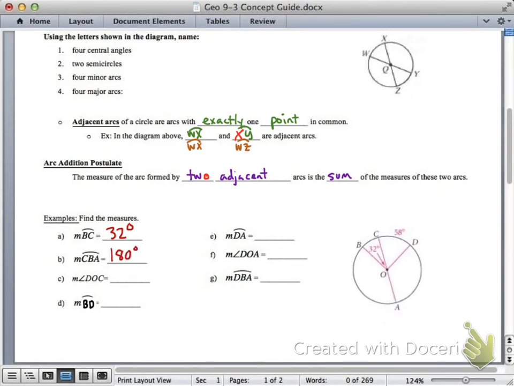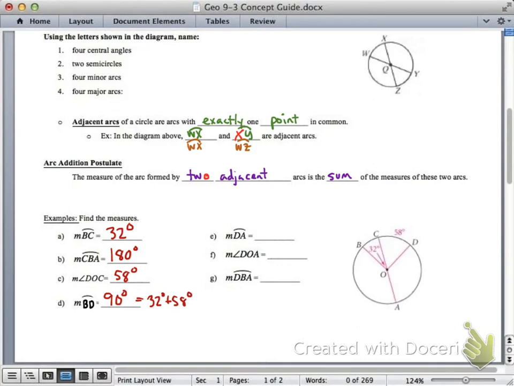The measure of DOC, this is angle DOC. The measure of the central angle is equal to the measure of its arc. So DC is equal to 58 degrees, DOC is equal to 58 degrees. What's the measure of arc BD? Well, if BC is equal to 32 and CD is equal to 58, then the sum of those is 90. Arc BD has a measure of 90 degrees.